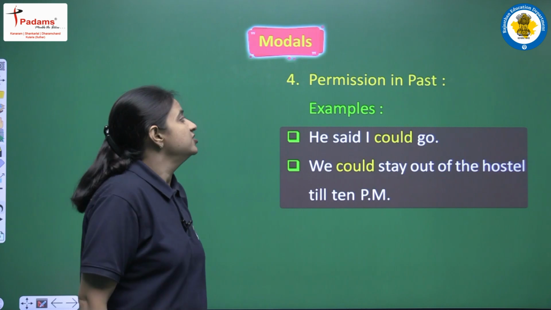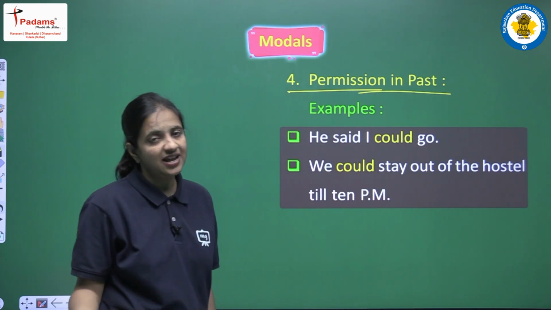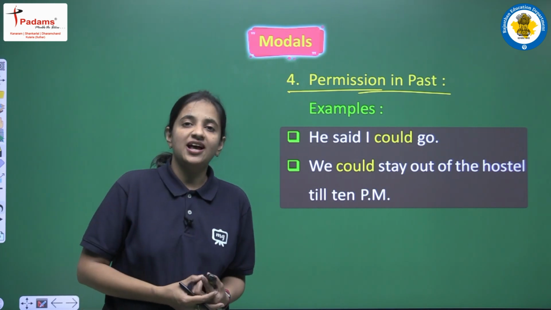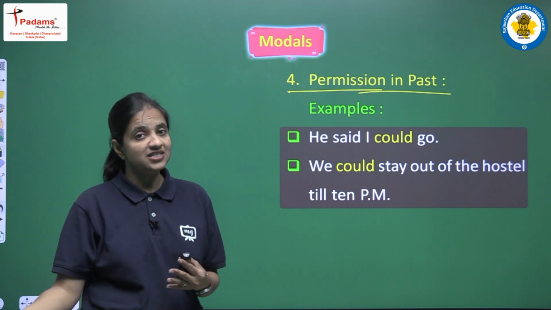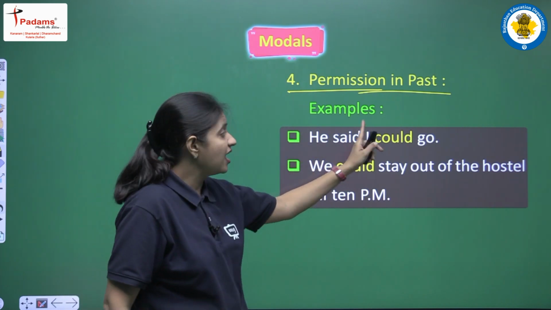This is also used for permission in past time, because we all know that could is used in the past. So if we are talking about permission, but in the past time, we can use could. Let's see the example. He said I could go.